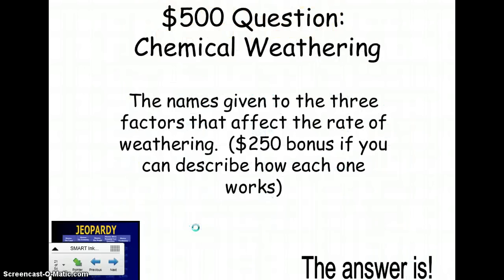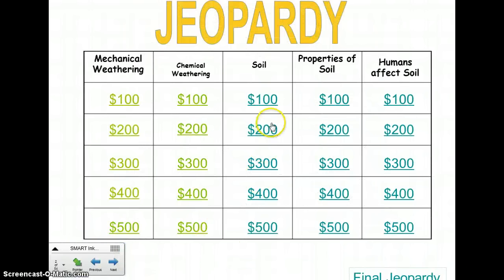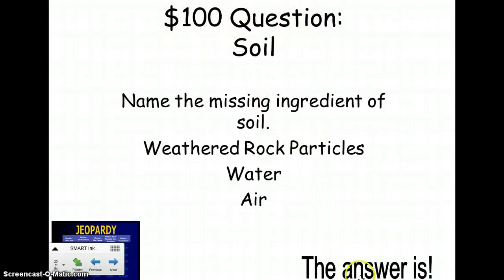And for chemical weathering, the names given to 3 factors. If you said climate, surface area, and rock composition, you'd be right. These affect how fast it goes. Rock composition: hard rocks go slower, soft rocks go faster. Hot and wet climates cause chemical weathering to happen faster, cold and dry, slower. And with surface area, the more exposed to the surface, the faster it's going to wear down.